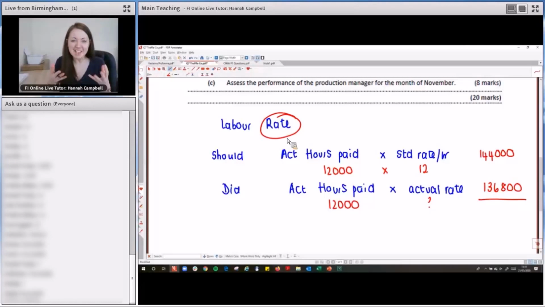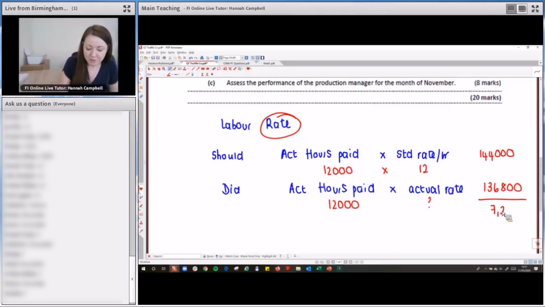So we're talking about expenditure, what we've actually spent. So what we should have spent is 144,000, but we've only spent 136,800. Our costs are lower, which is good news for our profit because it will increase our profit. So the difference between the two is 7,200 favourable. Okay, so writing out these words should and did and thinking about whether it is a cost or whether it is revenue is important to try and then work out whether it is favourable or adverse.